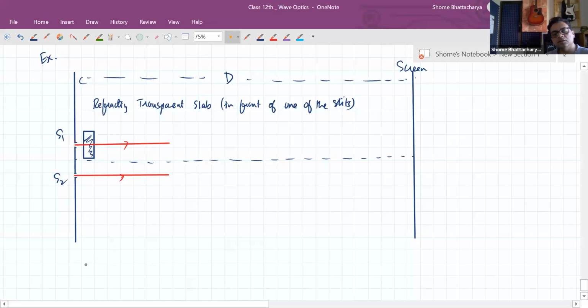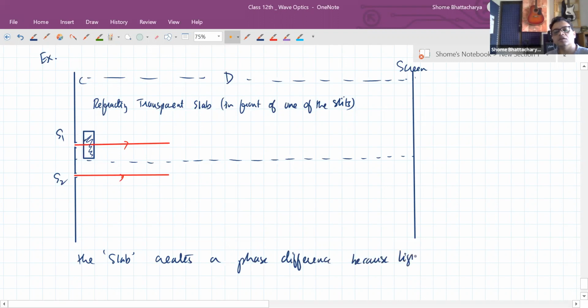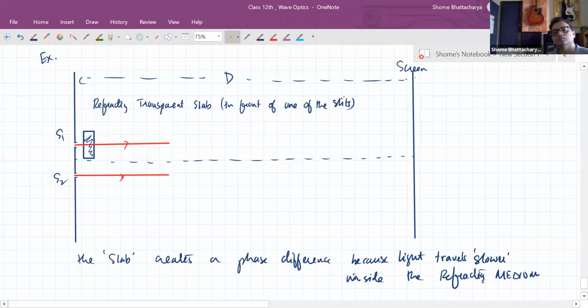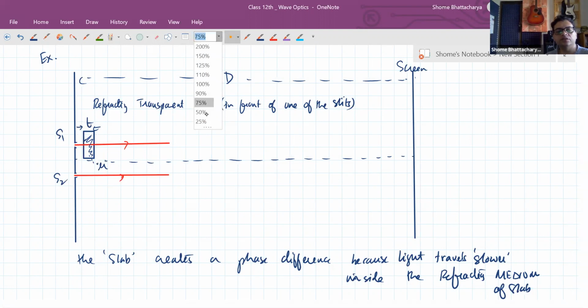So you'll see that the slab creates a phase difference because light travels slower inside the refracting medium of the slab. So let's say the slab has a thickness of T and it is made of material of refractive index mu. So how do we understand how much phase difference it is creating? And therefore, as a result of that, how the fringe pattern will shift.